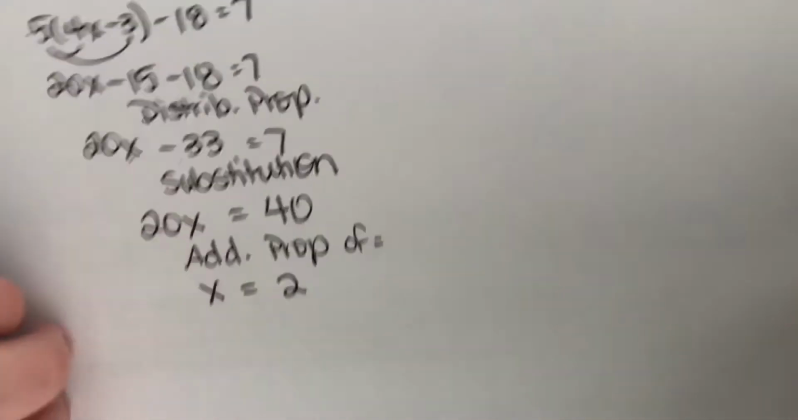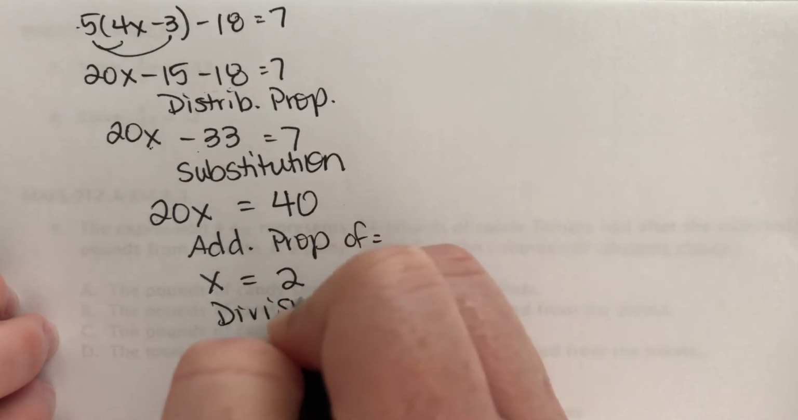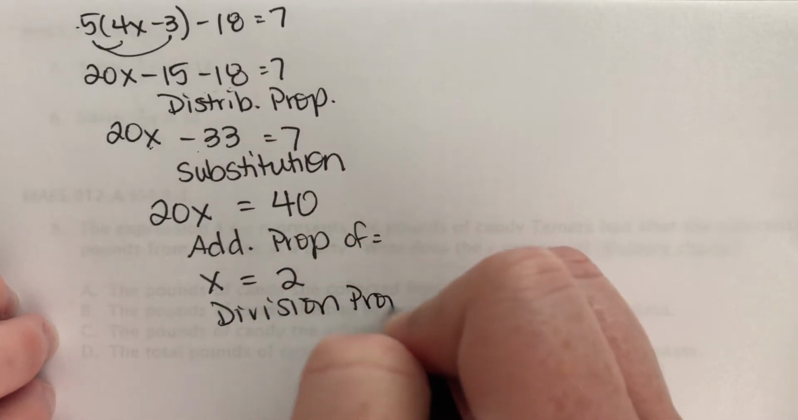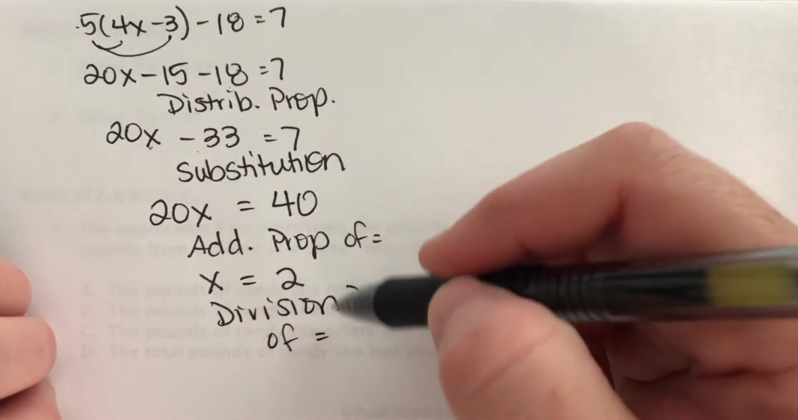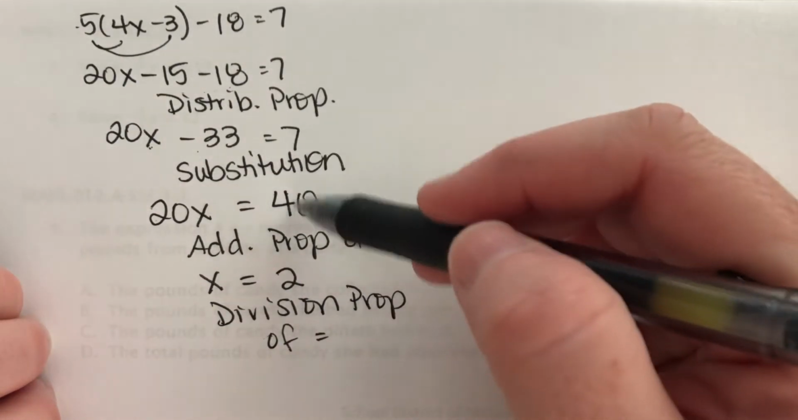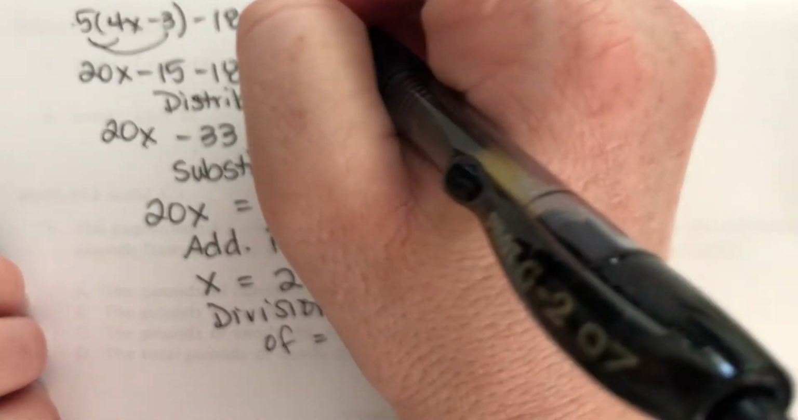Sorry, running out of room. Division prop of equal. So that's all we're doing. We're just solving it, but then we're stopping after each mathematical step and telling what property we used, right? So let's do the next one.